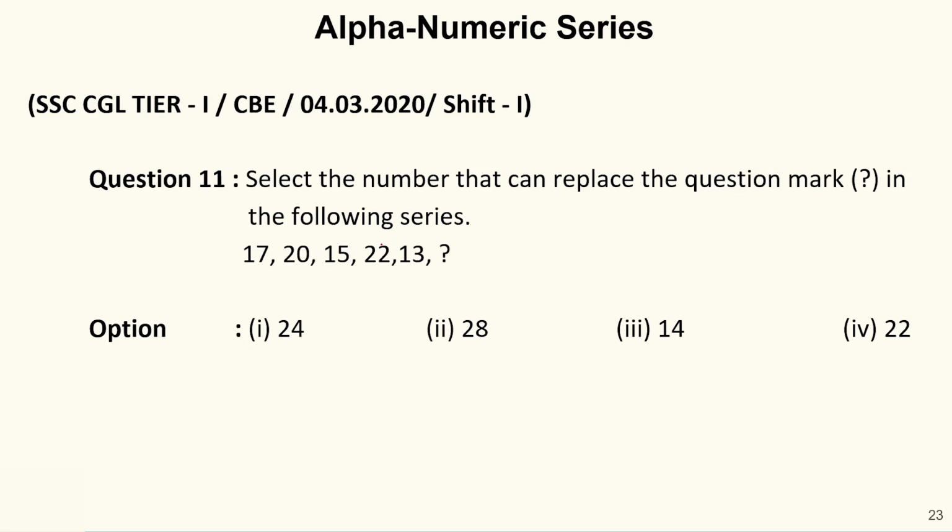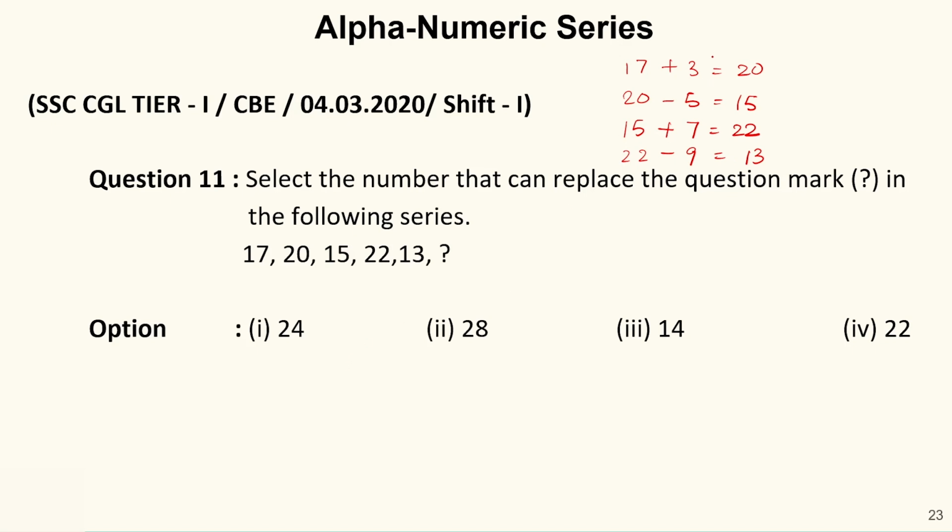Now let us look at this series. From 17 to 20, we have added 3, but then we are going back from 20 to 15. So if I subtract 5 from 20, I'll get 15. Right? Then I can see from 15 again it is going up. So if I add 7, I'll get 22. Yes. And from 22 it is again going down. So if I subtract 9 from 22, I'll get 13.